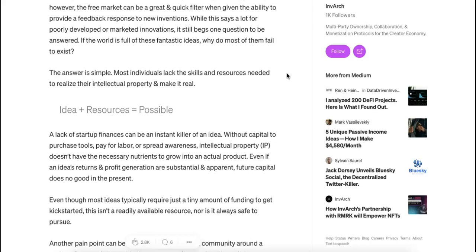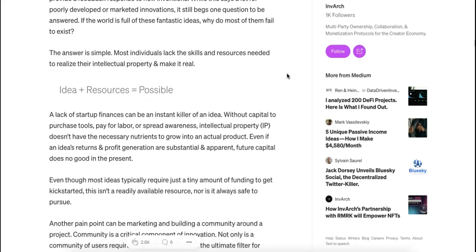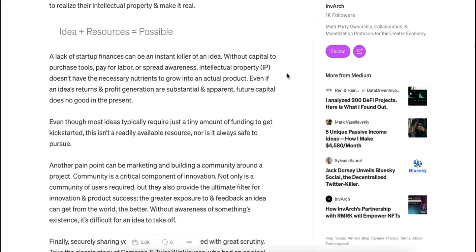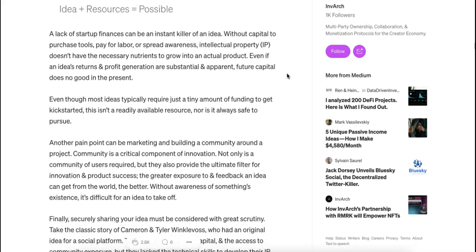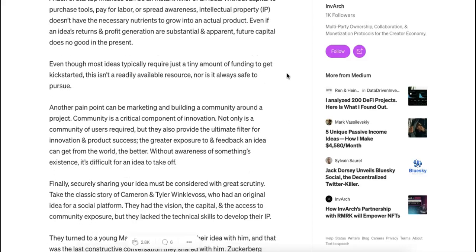And also another important thing is that you have the idea, you also need good marketing and a good community to support your idea, your project. And that's another thing they try to solve. And finally, about your idea, how to securely share your idea. This is another important problem you need to solve as well.